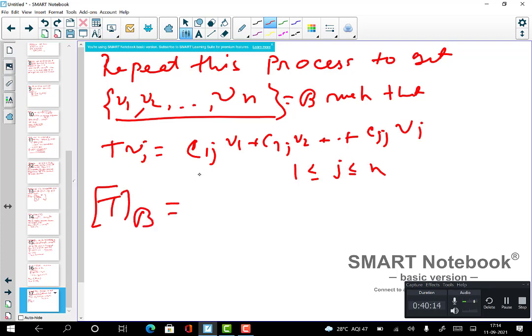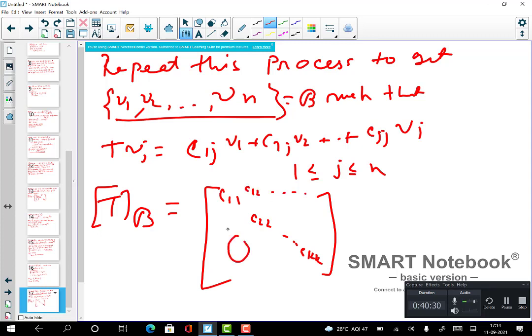So this will be exactly this form, right? This is exactly C11, then C22, and then CKK, which are the diagonals, and here you will have C12 and so on, right? And this will be 0. Why is this part 0? Because when you compute T of V1, this will be C11 V1 and the rest 0, right? So the first column will be C11 and everything else is 0.